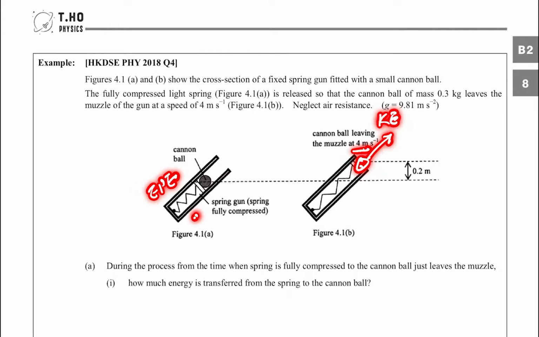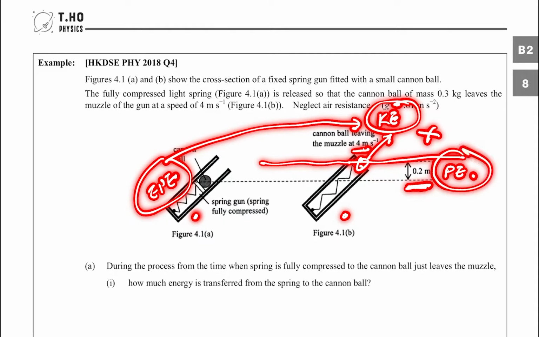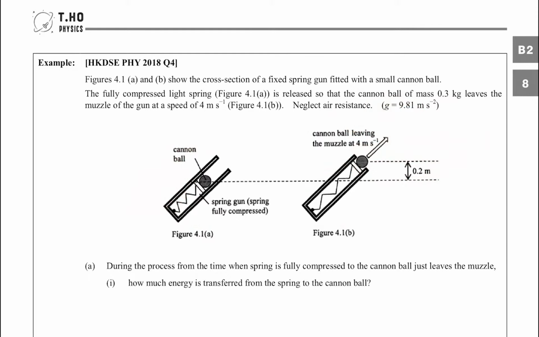And when you compare between this figure and this figure, you'll find that the cannonball is at a higher level. So the difference in height is 0.2 meters. So at the same time, it has PE. So basically what happens here is the elastic potential energy is changed into KE plus the PE. So let me write this down. So originally we have EPE. We do not have KE. We do not have PE.